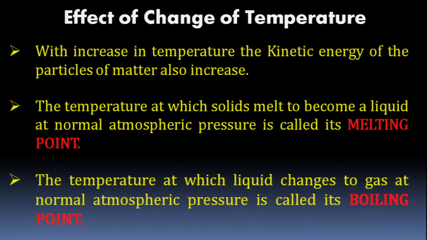Children, now we are going to start with the effect of change of temperature. What is the effect of temperature on the change of state of matter? As we have discussed, children, with the rise in temperature, the kinetic energy of the particles also increases. That is, the speed of the particles of matter also increases. And you know very well, when the speed increases, what happens? They move here and there randomly. And the closely packed particles move apart.